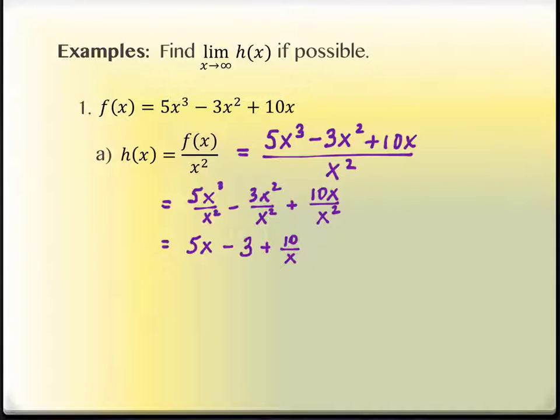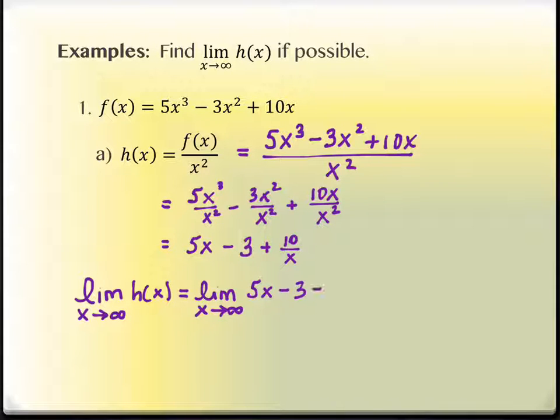Okay, so everybody good with it so far? All we did was do algebra to simplify. We haven't done any calculus yet. All right, the calculus that we're supposed to do is find the limit of this h of x function. So we're supposed to be finding the limit as x approaches infinity of h of x. That's the question that's being posed. And after we did our simplification, that's equivalent to asking the limit as x approaches infinity of 5x minus 3 plus 10 over x.